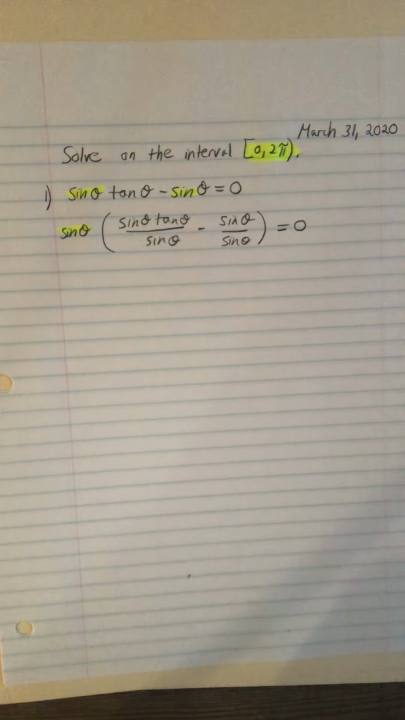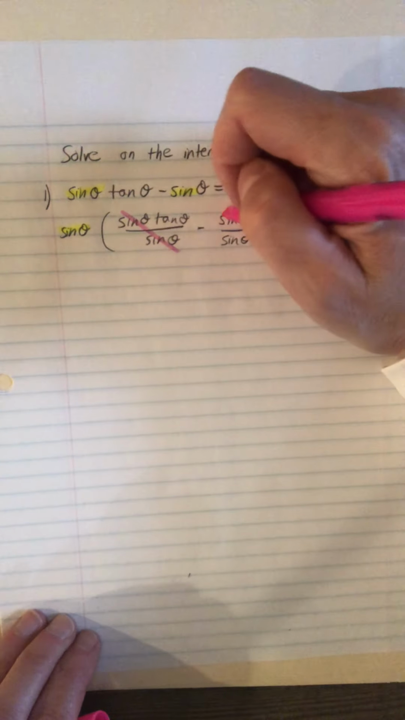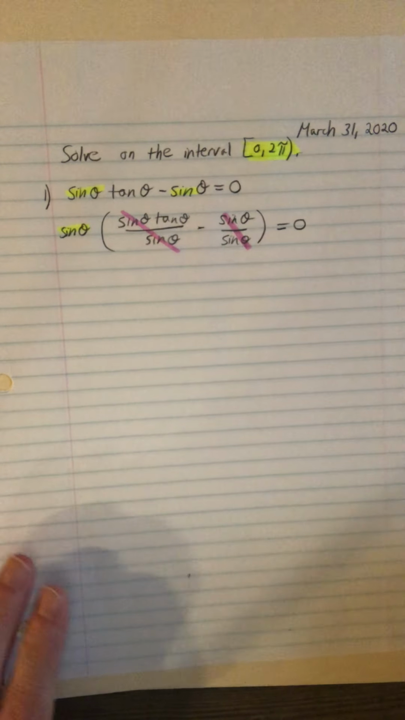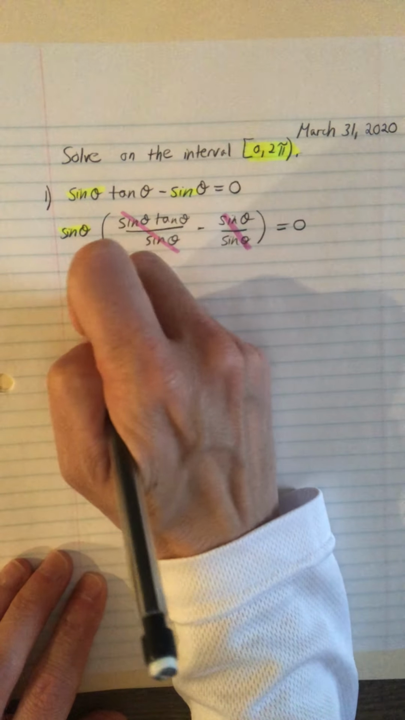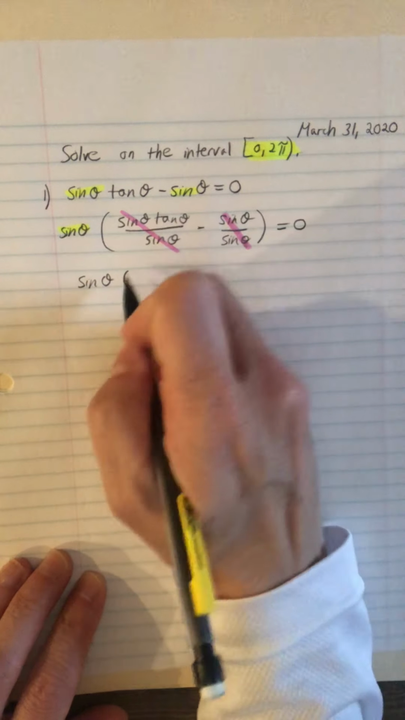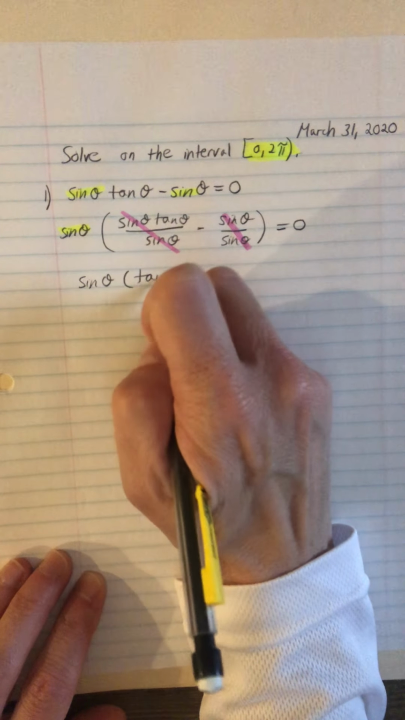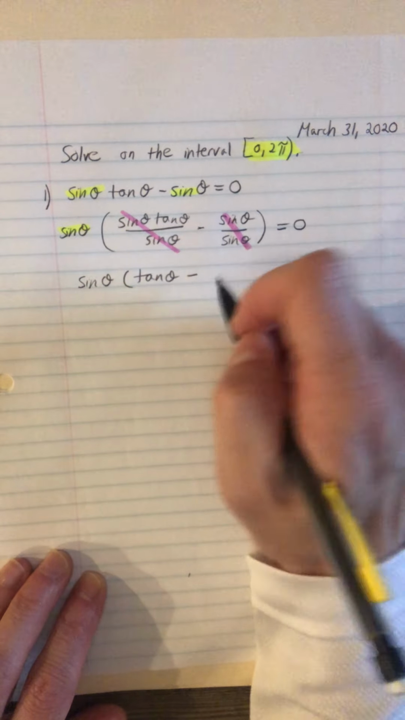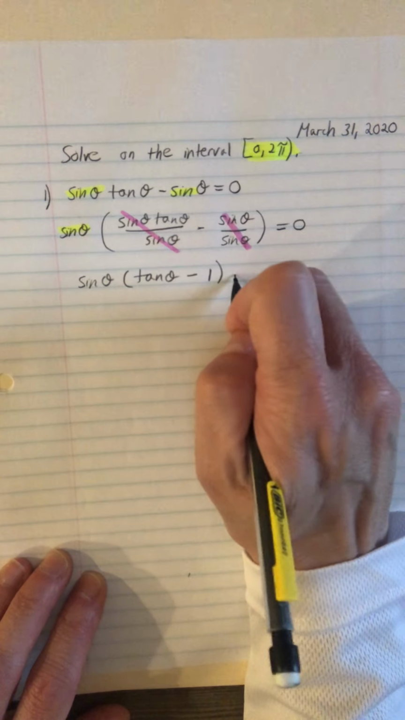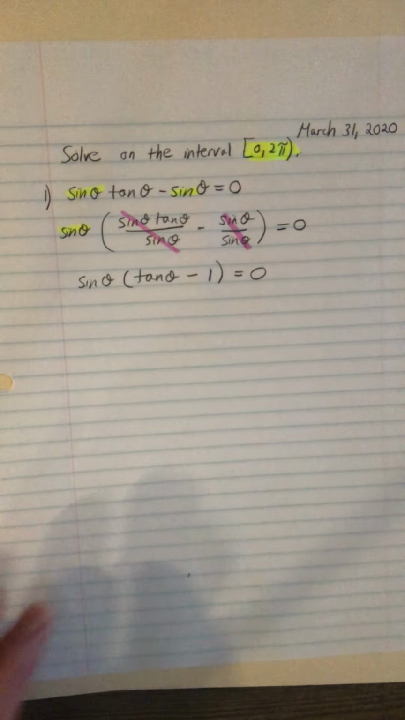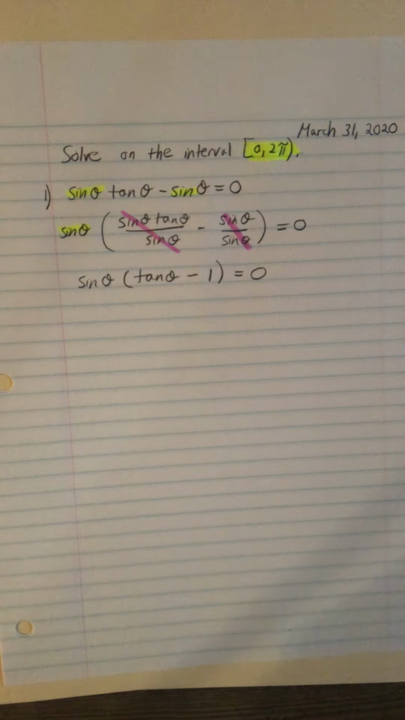And what you'll notice then is here the sines cancel out and here the sines cancel out. So if I simplify everything inside, I'm getting sine theta times the quantity tangent theta, and when everything cancels out, what am I left with? I'm left with 1. 1 is a factor of everything. So now I have sine theta times the quantity tangent theta minus 1.